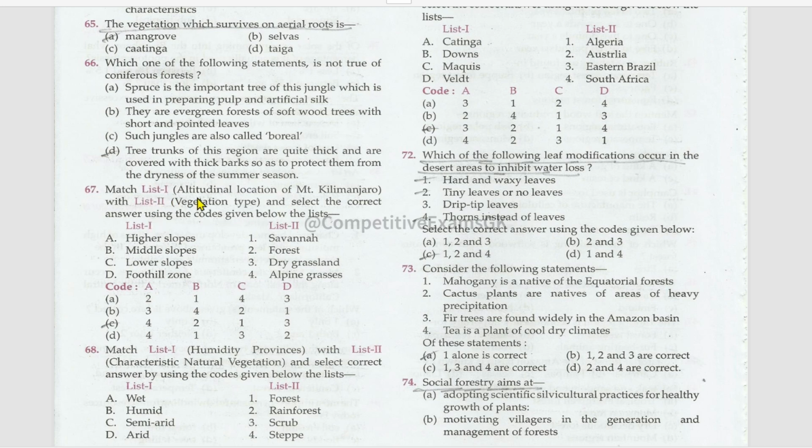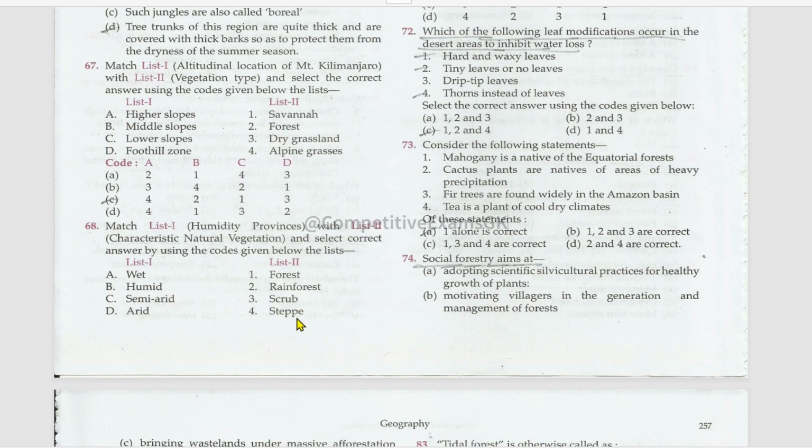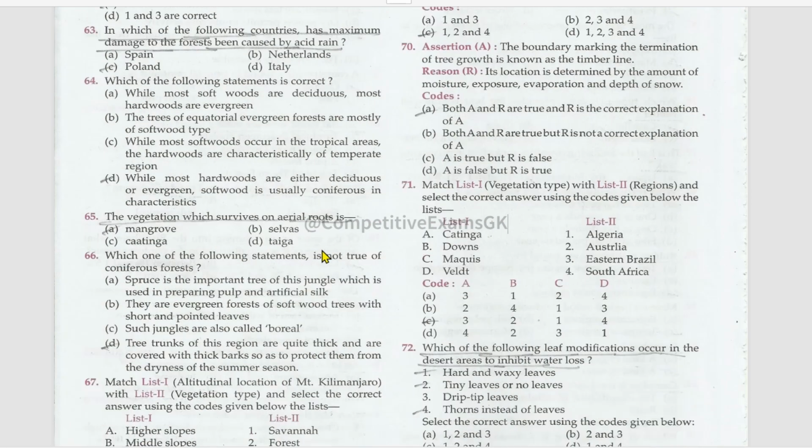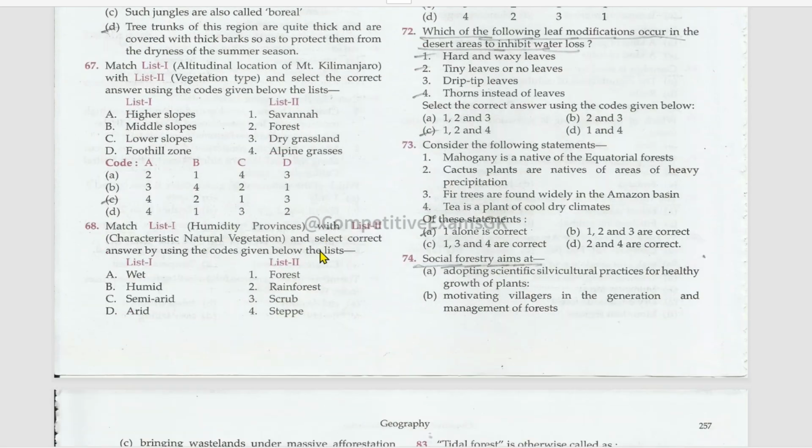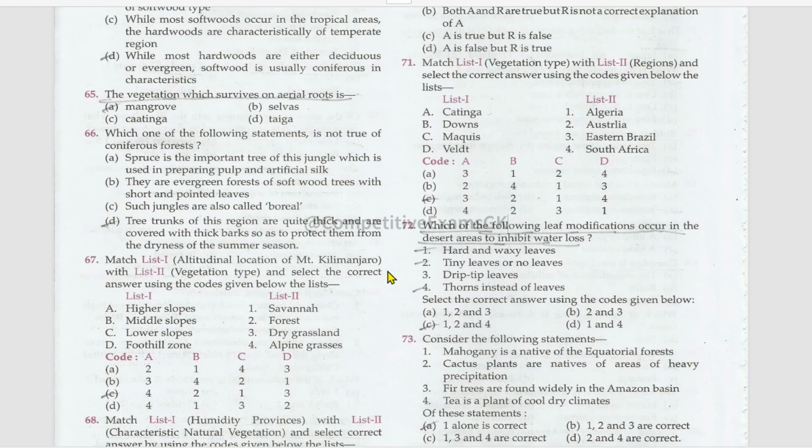Next, matching. List one are altitudinal locations of Mount Kilimanjaro and list two are the vegetation types. Higher slopes, alpine grasses; middle slopes, forest; lower slopes, savannas; foothill zones, dry grasslands. Next matching, list one is the humidity provinces and list two the characteristic natural vegetation. Wet, rainforest; humid, forest; semi-arid, steppes; arid, scrubs.